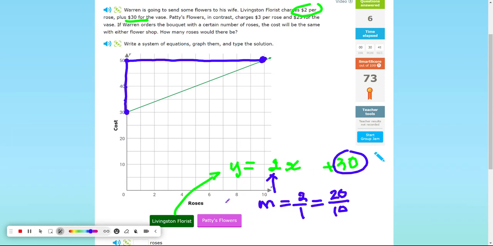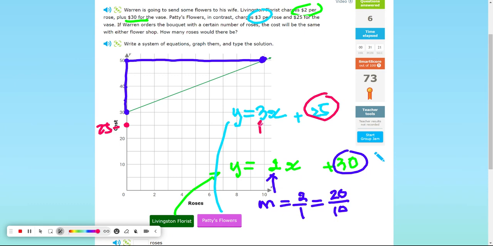Now for Patty's Flowers, so switch to a different color. Here we go. For Patty, y equals. Patty's Flowers charges $25 for the vase, okay, so 25 is a set value and should be in the back. And then Patty's Flowers charges $3 per rose, so 3 should be in front of x. So now let's go and graph it. Start with 25. I find 25 right there. And then the slope is 3, which is 3 over 1.